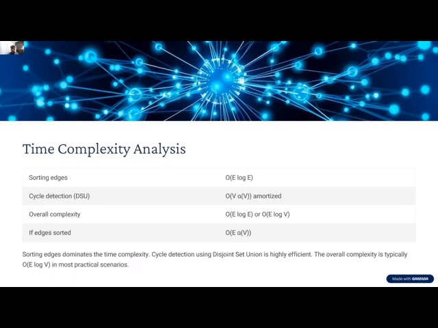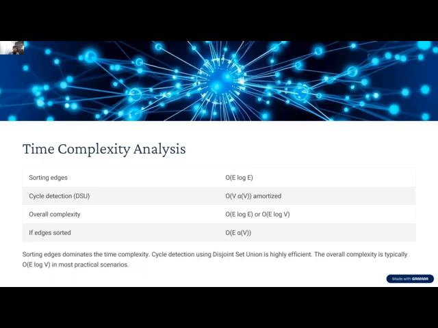Disadvantages of Kruskal's algorithm include: it requires sorting. Sorting edges can be time consuming for large graphs. Disconnected graph issue: it doesn't work properly if a graph is not connected. And union find overhead: it needs additional data structures, which are disjoint sets, which can be complex to implement efficiently.